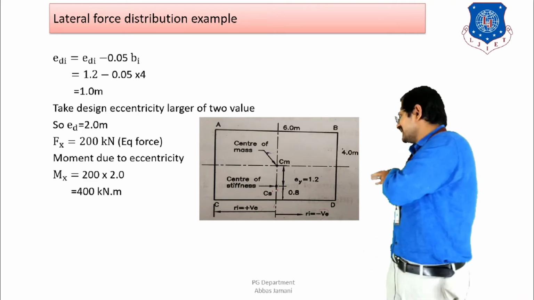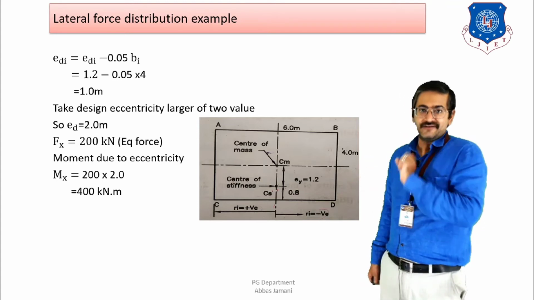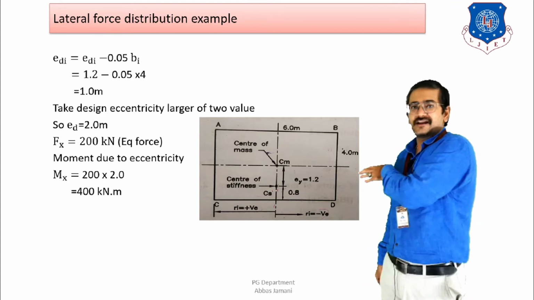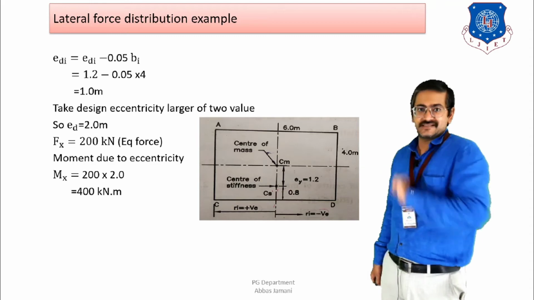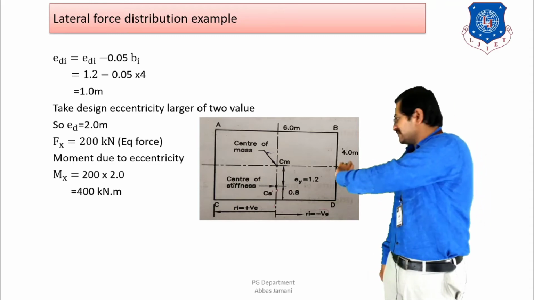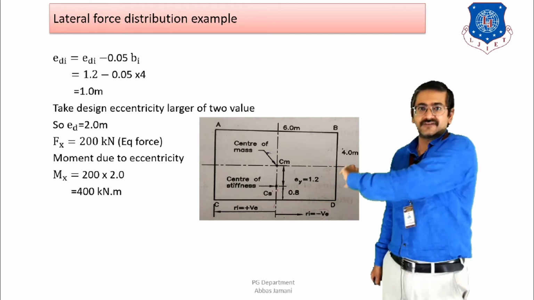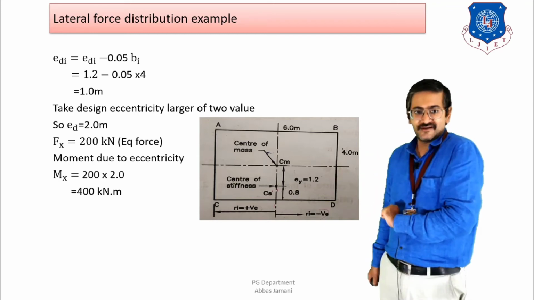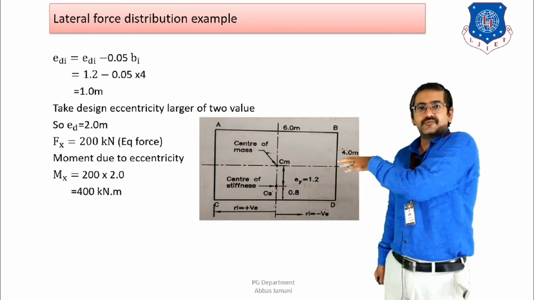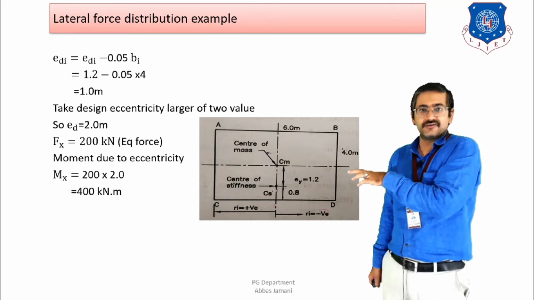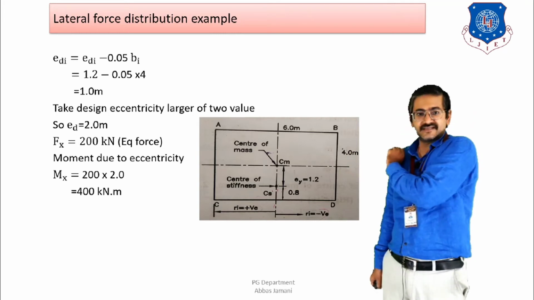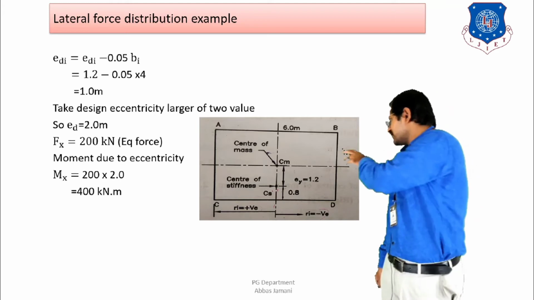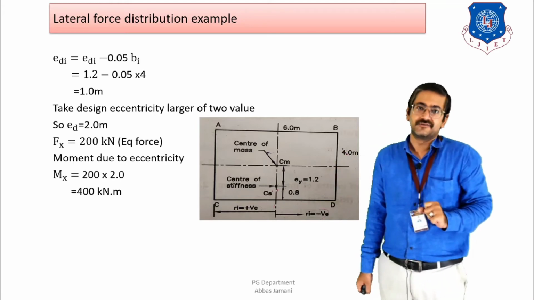So moment will be equal to load into lever arm, right? The lateral load is 200 kilonewton, which is given to us in the data. The lever arm will be what? The eccentricity that we have calculated, that is 2. So the moment that we can calculate from this particular calculation of eccentricity is given by Mx is equal to 200 into 2, that is 400 kilonewton meter.